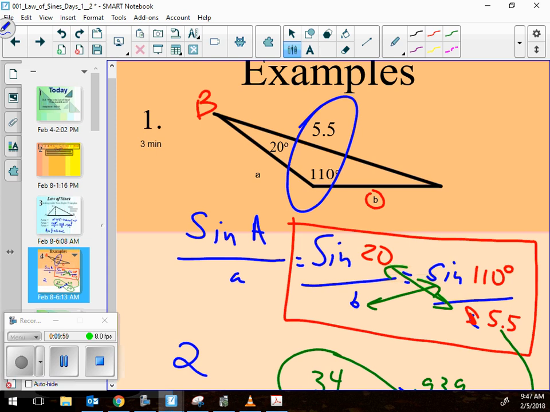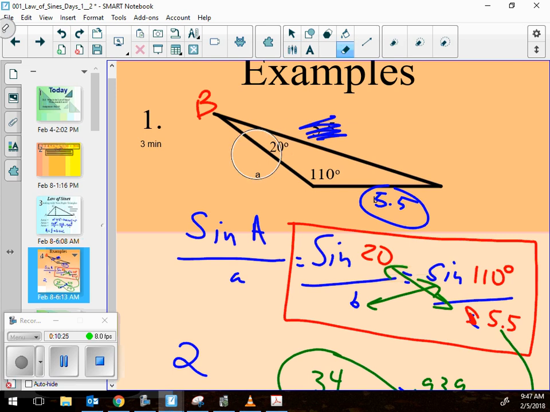A squared plus b squared minus 2ab cosine c equals c squared. It's much longer, and it's got to do inverse cosine in the middle of it. And law of cosines, though, is pretty handy if you don't have an angle and a side across from each other. Like, for instance, let's say that 5.5 was actually down here. Oh, wait, then I'd have a side and an angle across from each other. These two would be across from each other.